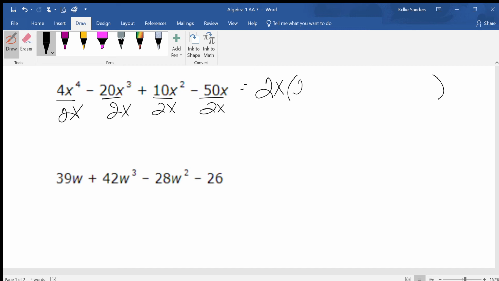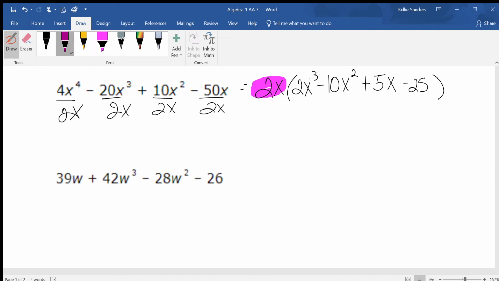So, 4 divided by 2 is 2, and then I have 3 x's left. 20 divided by 2 is 10, I have 2 x's left. 10 divided by 2 is 5, we have 1 x left. And 50 divided by 2 is 25, and 2 x's left. Okay? This 2x is part of the answer because we factored it out. But it's done for me.